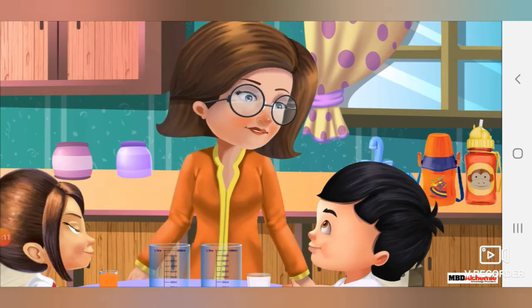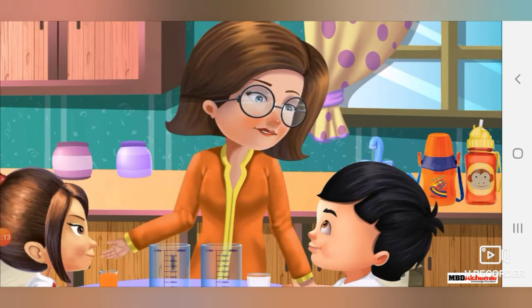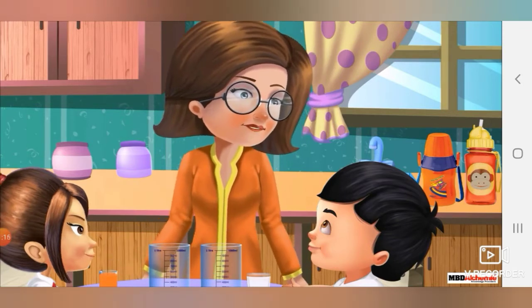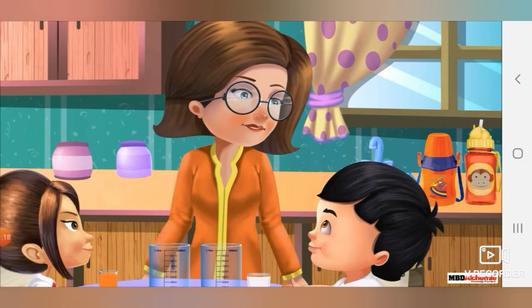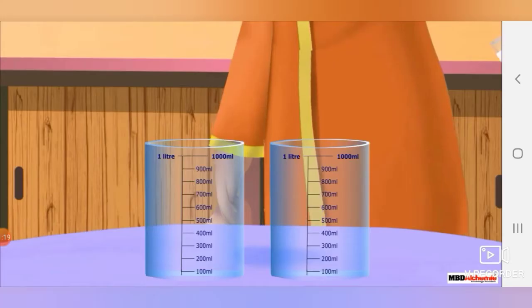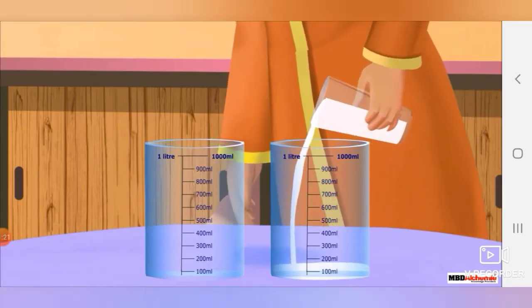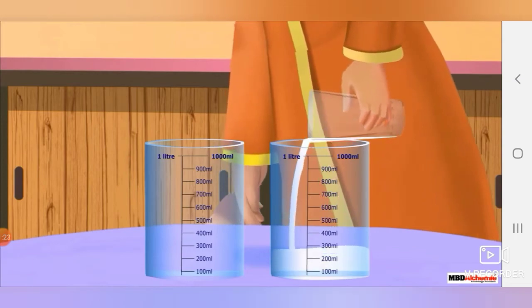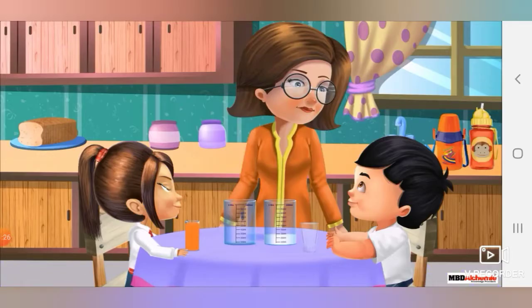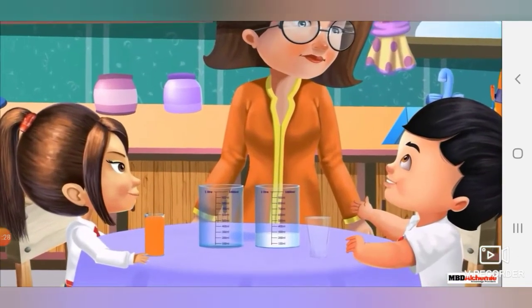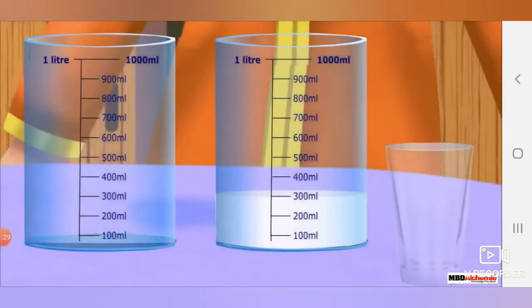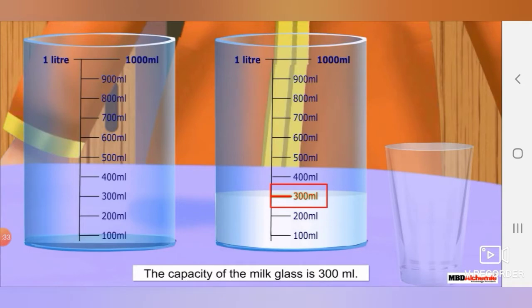Mother said, "Yes, Sid, we can measure any capacity up to or less than 1 liter in this measuring jug." Then she poured all the milk from the glass into the measuring jug. Then Sid said, "This measuring jug is filled up to 300 milliliters, so it means that the capacity of the milk glass is 300 milliliters."